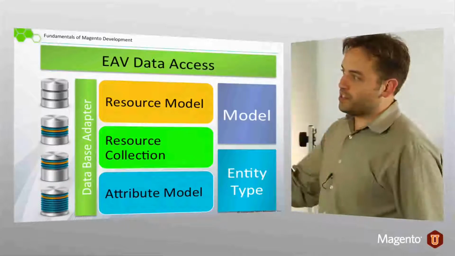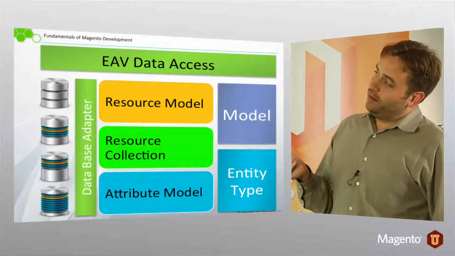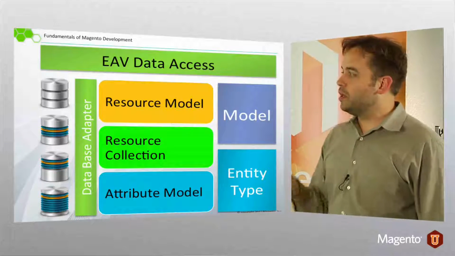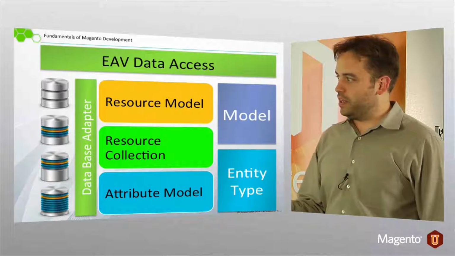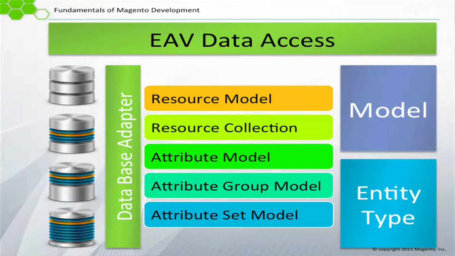We had this slide earlier today: the resource model and the resource collection, and the model, database adapter and storage. With EAV entities, we introduce the entity type and an attribute model. What does that look like? Resource model, resource collection, and then we have the attribute model and the attribute groups and the attribute sets. We're looking at an example of that in the managed sets.